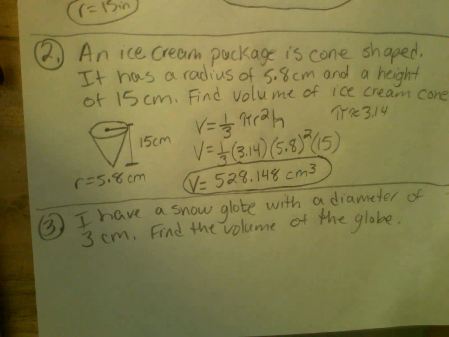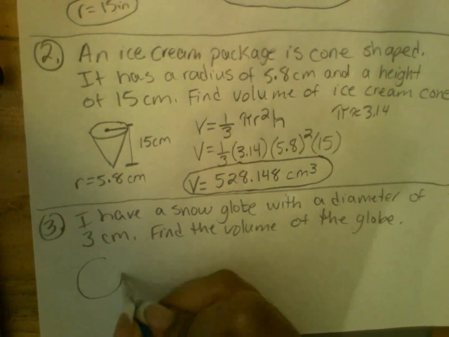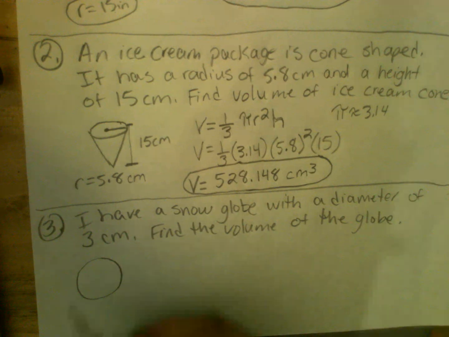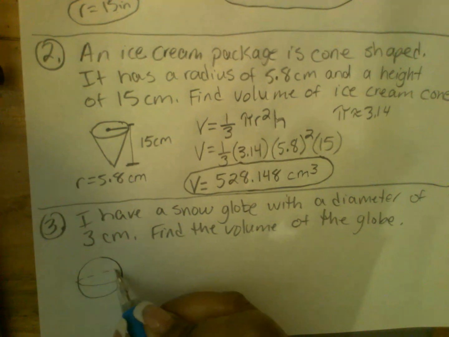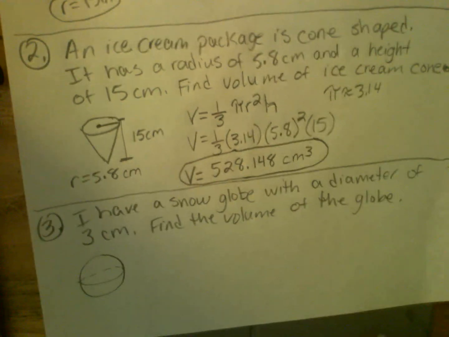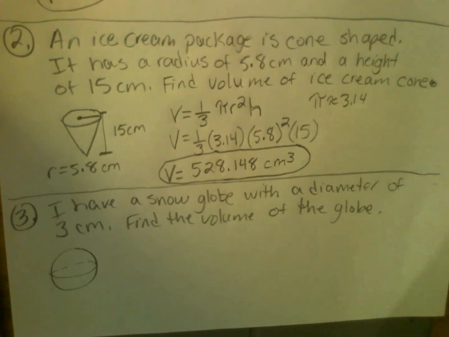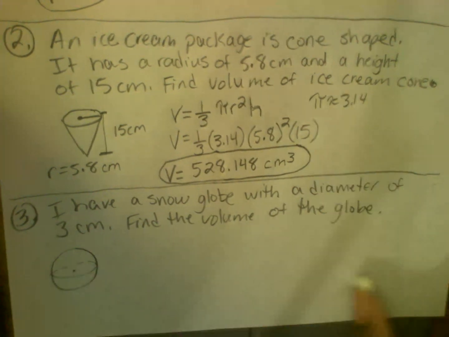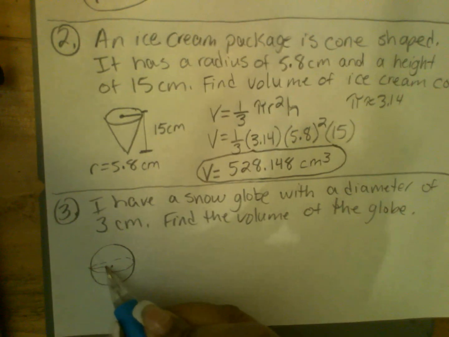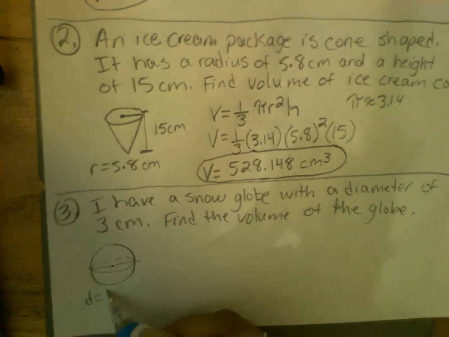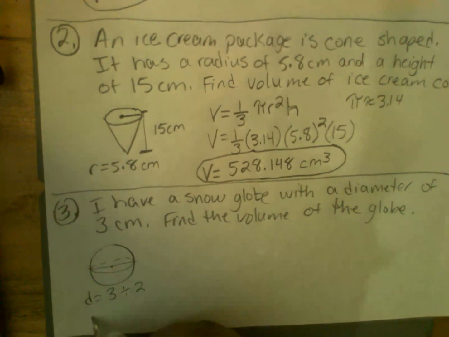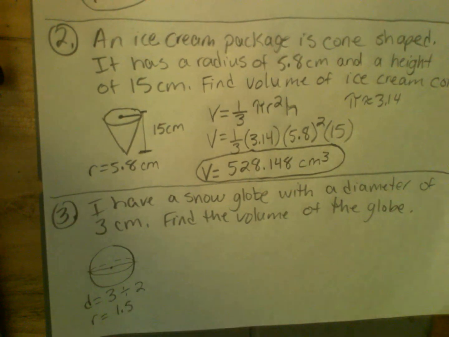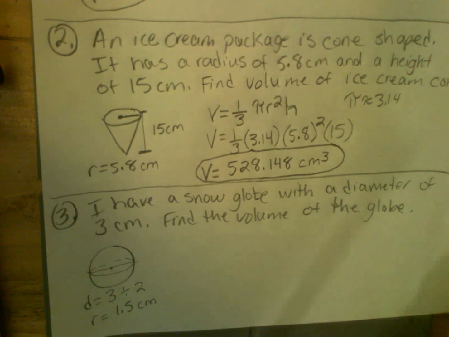All right, let's see what we have. Let's draw a globe. Okay, so we got a globe there. And it's saying that the diameter, that's the distance all the way through the center, the diameter D is equal to 3. Well, to find the radius, you have to divide the diameter by 2. So your radius is 1.5 centimeters. You need that. All right?